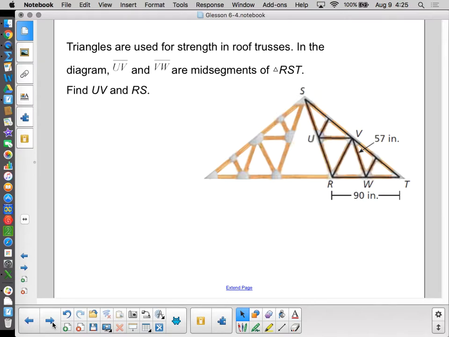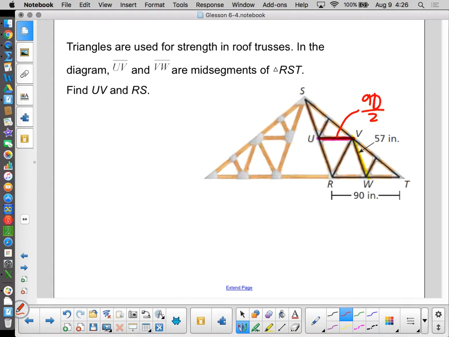For example, here it says UV and VW are midsegments of triangle RST. So let's kind of highlight them. UV and VW are midsegments. We're told that VW is 57 inches. RT is 90 inches. They want us to find some other measurements. Okay? Namely, they want us to find UV, which is parallel to RT and half its length. So UV must be, very simply, half of 90, or 90 over 2, which is 45 inches.